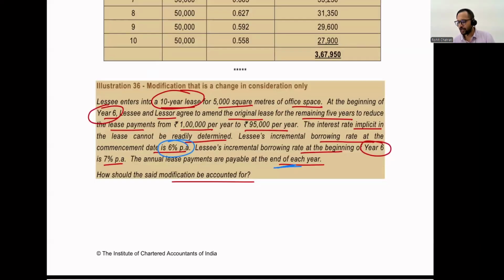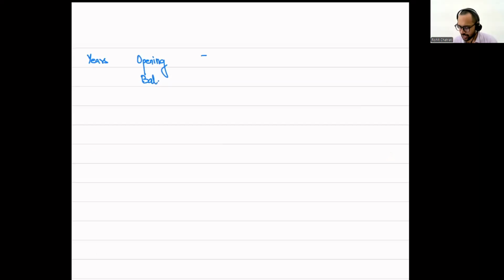We have years, we have opening balance. The question mentioned that the payments are done in arrears. The payments are done at the end of each year. Therefore, we first have interest, and then we are going to have payments. And finally, we will have closing balance or closing liability.